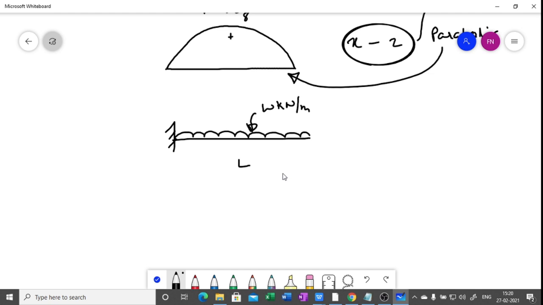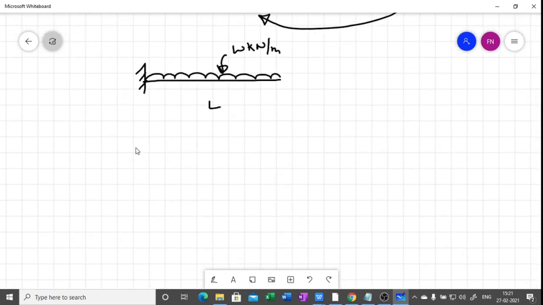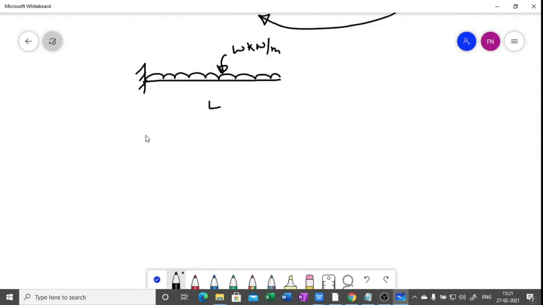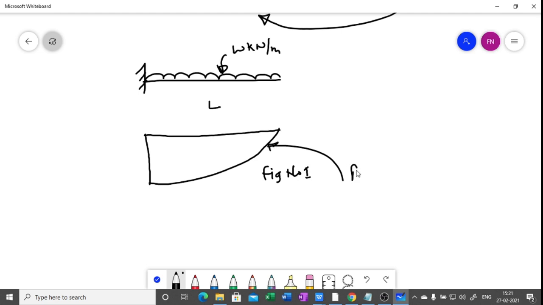But there are two ways by which a parabolic bending moment diagram can be drawn, and out of two, one is correct. We will see the reason why one bending moment diagram is correct. So first I will draw both the bending moment diagrams. Both are parabolic. This is the one diagram. I will write figure number 1. It is parabolic because the beam is subjected to UDL.